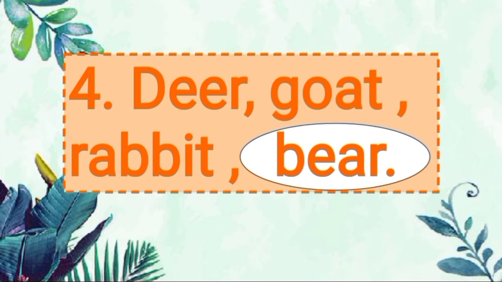But the fourth animal, which is B-E-A-R, bear, is an example of omnivorous, means animal that eats plants as well as the flesh of other animals. So here bear is different from the other three animals, so we have to circle that.